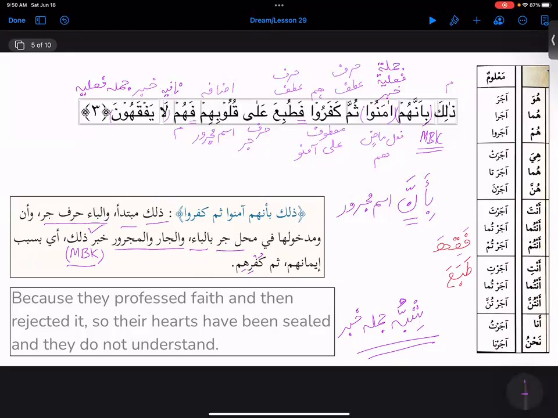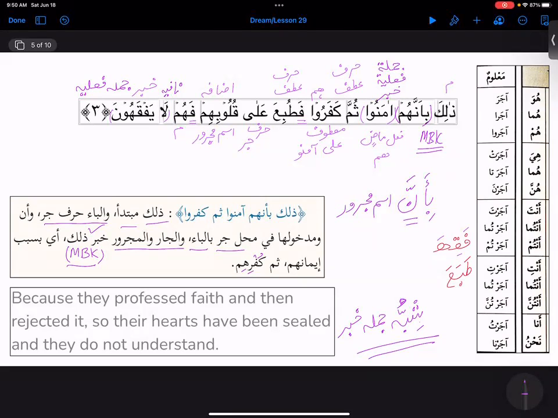So the status of whom will be jar? Bi annahum, the whole thing, we're gonna say fi mahalli jar because of bi. So bi annahum, we're gonna say this is jar majroor, fi mahalli jar because of ba, because ba is harfu jar. So how will we be able to differentiate between bi anna, like bi harf jar, and ism inna?